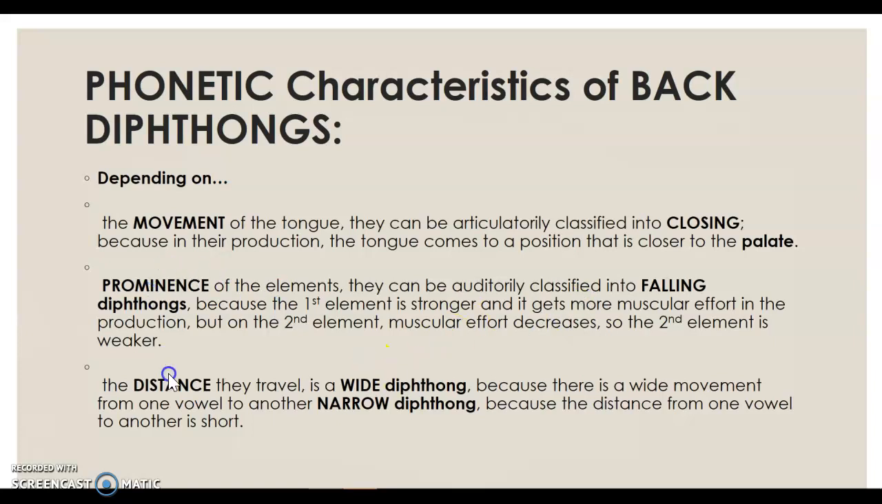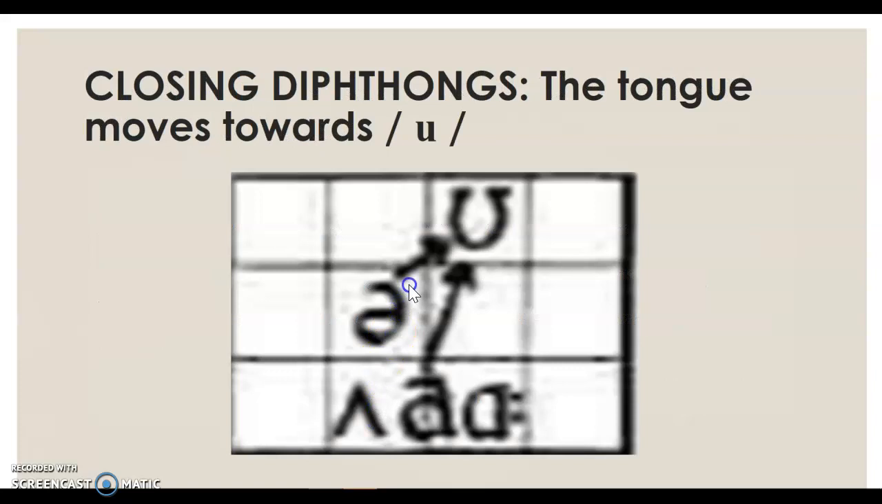And finally, according to the distance the tongue travels, we have two different possibilities. It can be either wide or narrow. In the chart, we can clearly see that this here, /əʊ/, is a narrow diphthong. And in the case of /aʊ/, the arrow is longer, so the distance the tongue travels is longer, so it is a wide diphthong.